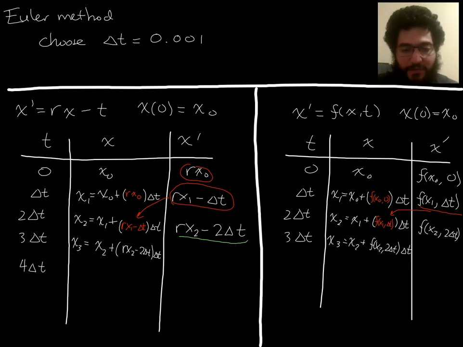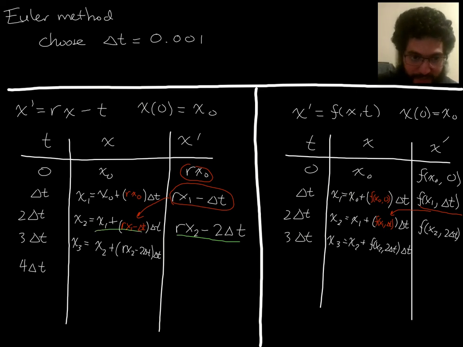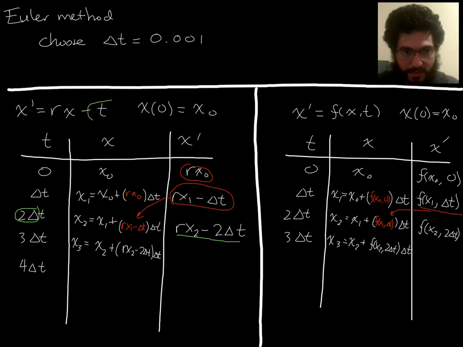Yeah, I had not filled this out before I paused, right? So the next x prime would be x prime evaluated at this t and this x, which I called x2. So it's r x2, which evaluates to r times this thing. So it's actually something quite complicated. So r times x2 minus 2 times delta t, which is the t that goes here. And then I use that to make another step. So new x equals old x plus the previous derivative, the previous slope, times delta t.